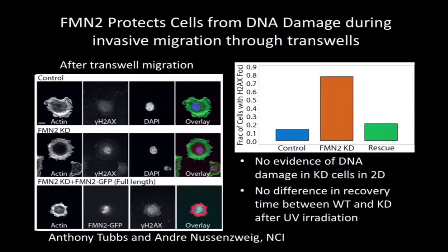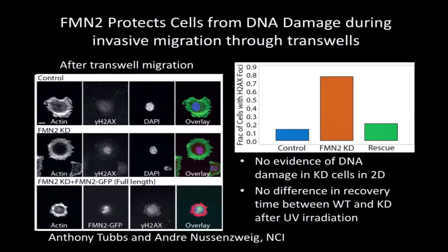Just so you know, this is specific to cells that have been subjected to 3D migration. If we have cells living for a week in the absence of FMN2 on a tissue culture plate, first of all, they don't die. And second of all, there's no evidence of DNA damage when they're just sitting around in 2D.